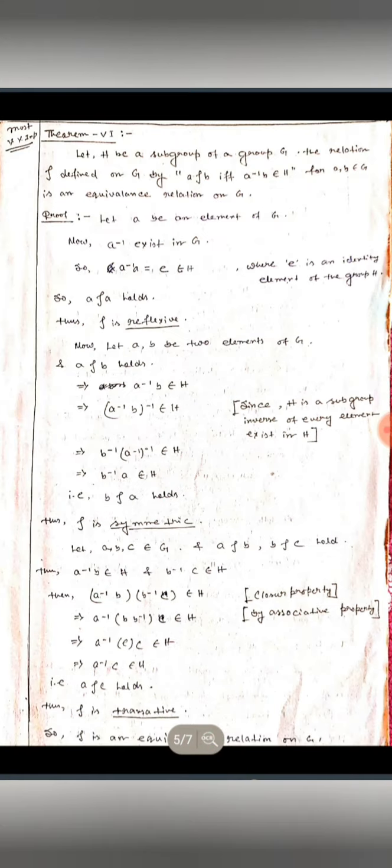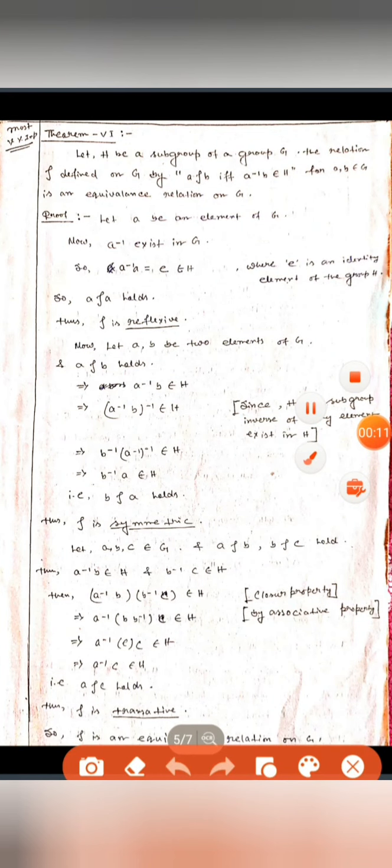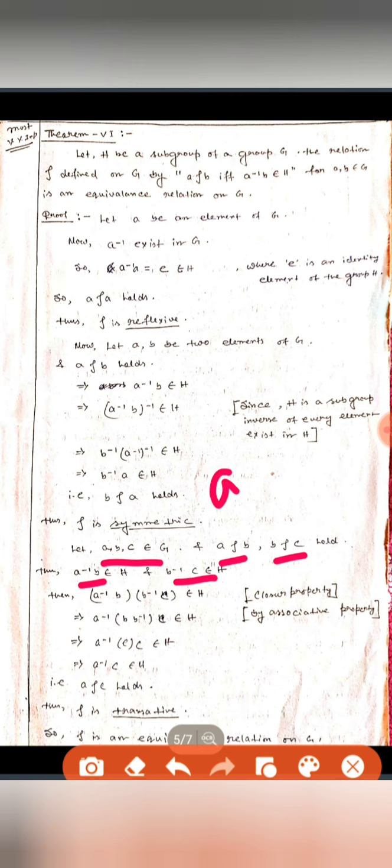Now in case of transitivity we have to take three elements. Let A, B, C belong to G, and suppose A rho B holds and B rho C holds. That is, A inverse B belongs to H, and B inverse C belongs to H, and we have to prove that A rho C holds.